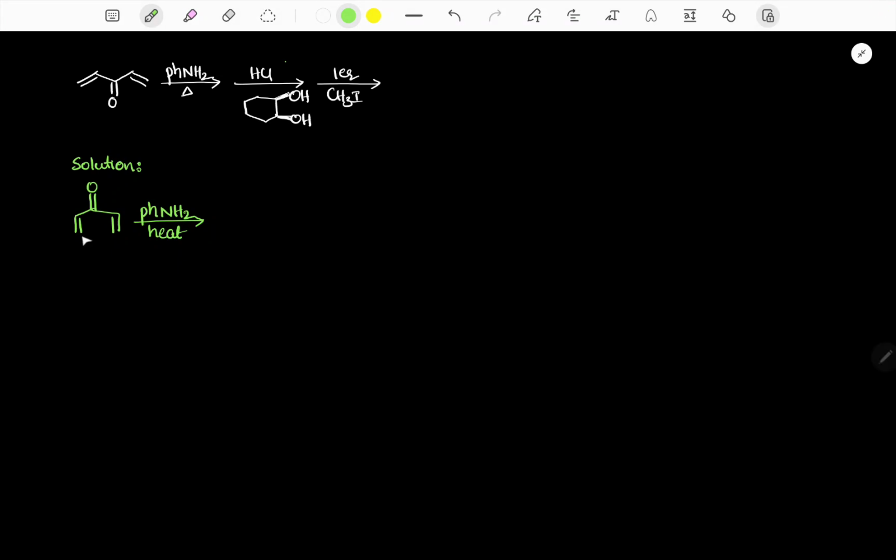The reactant is Michael compound. When alkene is connected to ketone, that is Michael compound. So here Michael addition is possible like this. It is also called 1,4 addition. Now if you observe the product, one more Michael addition is possible. Finally we get corresponding cyclic compound.